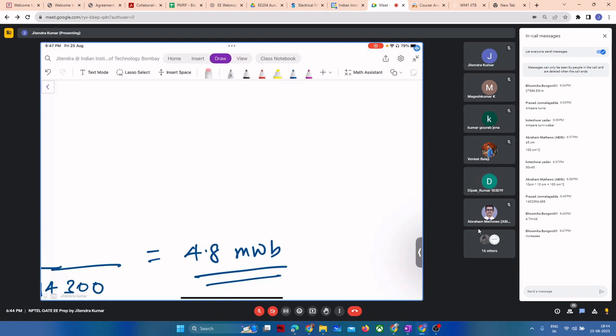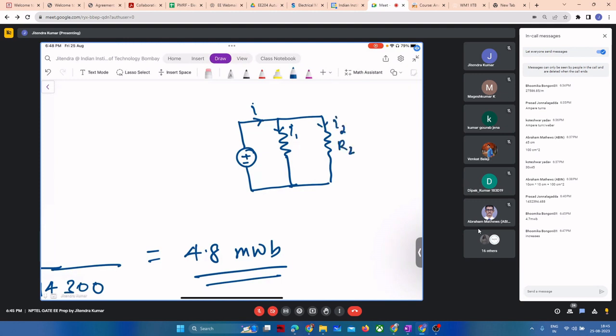When you have some current in parallel, it will be divided into branches. Exactly. Current will not be equal throughout the wire, right? Some current will be here, some will be divided through this resistance, other will be divided through the second resistance. Okay, this is R1, this is R2.